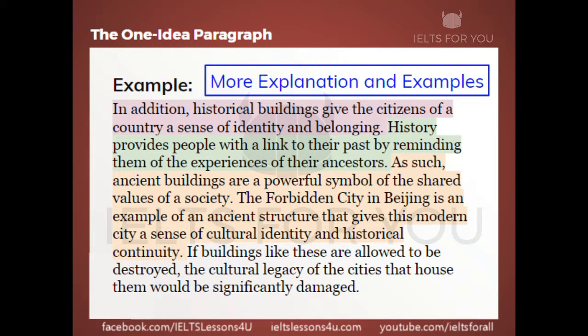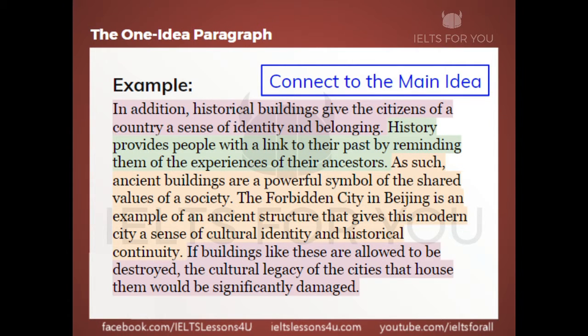So here, as such, ancient buildings are a powerful symbol of the shared values of a society. The Forbidden City in Beijing is an example of an ancient structure that gives this modern city a sense of cultural identity and historical continuity. Right? If you notice, the one idea paragraph will really open up some deep vocabulary. Historical continuity. That is some high-level stuff. That kind of vocabulary tends to open up when you have a difficult concept. Like this one here.